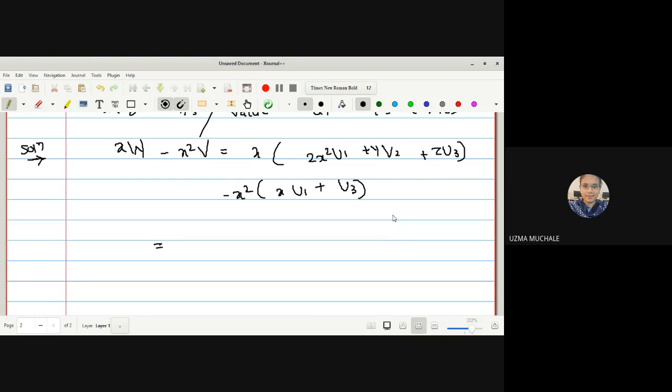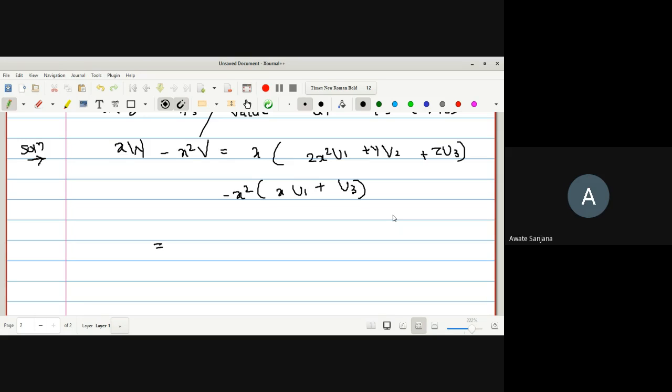Your voice is not clear. x cube u1. Next, plus xy u2, okay, x by u2. Okay. What about the third one? z minus x square into u3. Simply z minus x square. x into bracket z minus x, u3. xz minus x square. No.